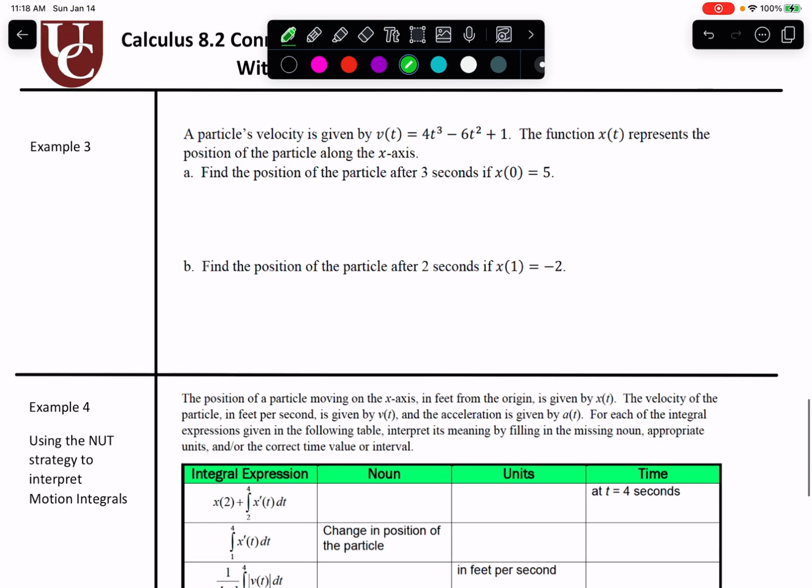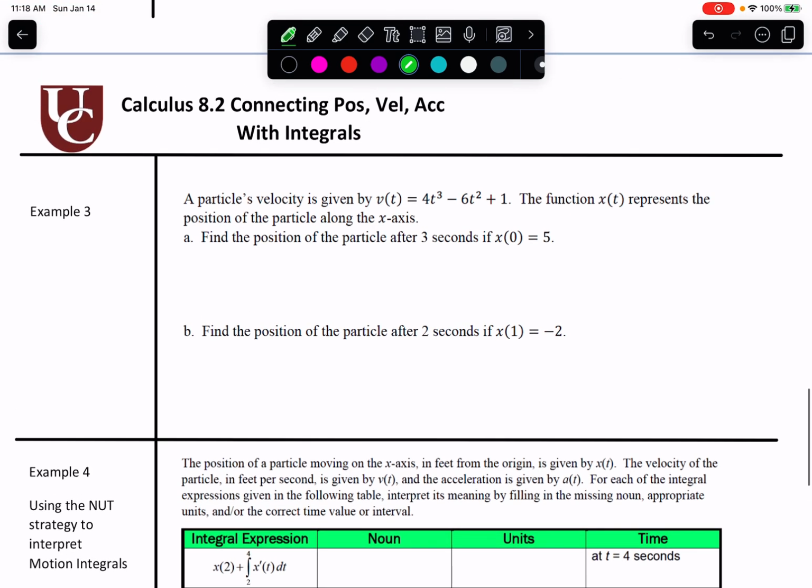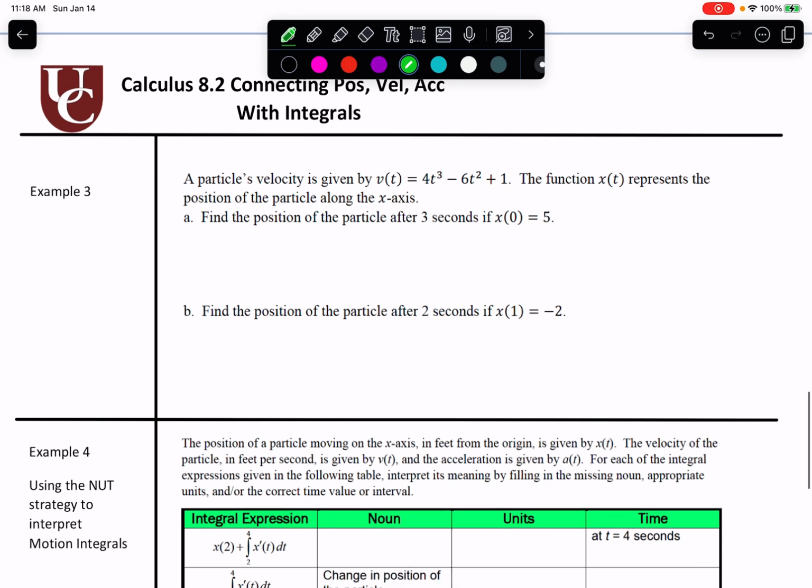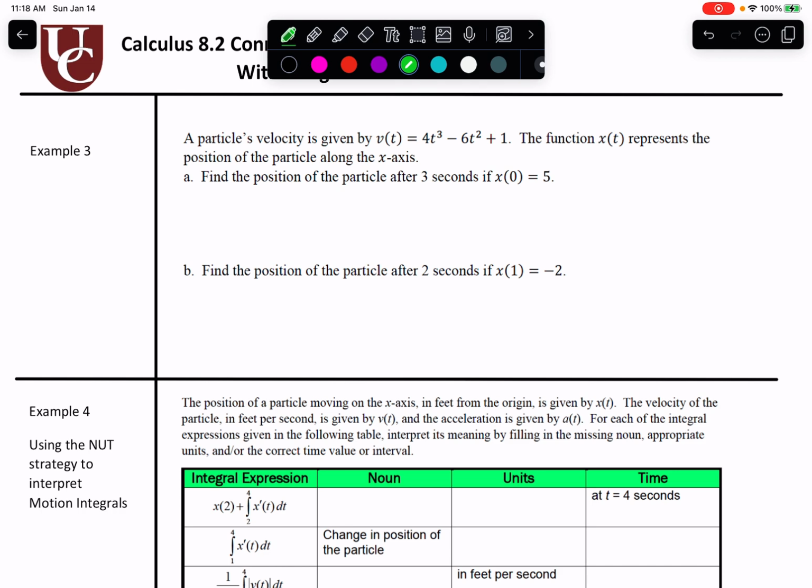This is Mrs. Davis. This is AP Calculus Lesson 8.2, Connecting Position, Velocity, and Acceleration with Integrals. And we are on video 3, and we're looking at a few more examples of using integration with particle motion.